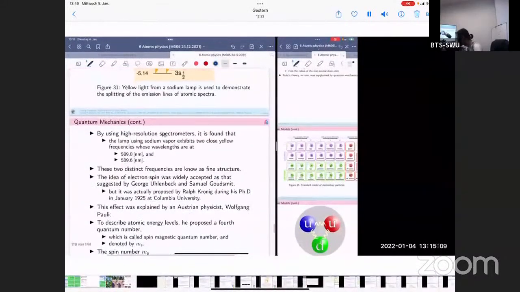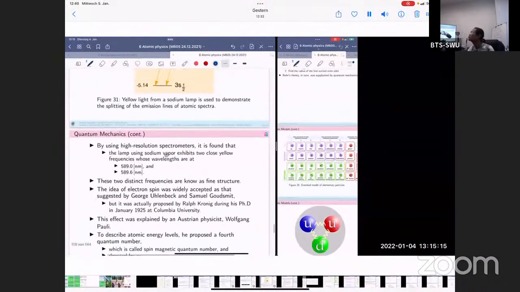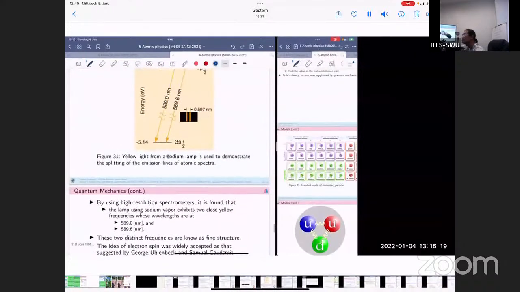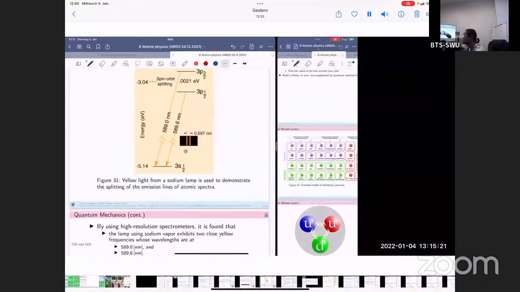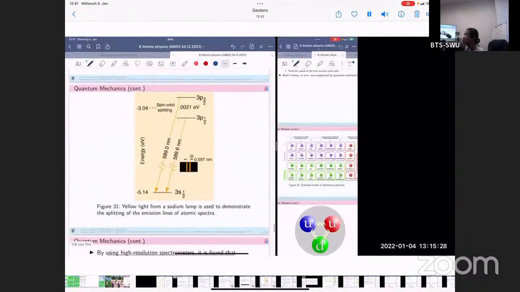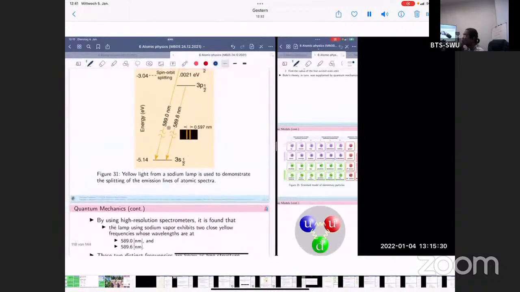Simple. You have to use a spatial measurement device. It is found that the lamp using sodium vapor, the gas state of sodium, inside the bulb of that lamp exhibits two close yellow frequencies. And the two yellow frequencies are different by this amount of wavelength.